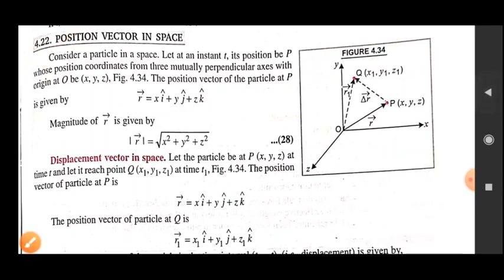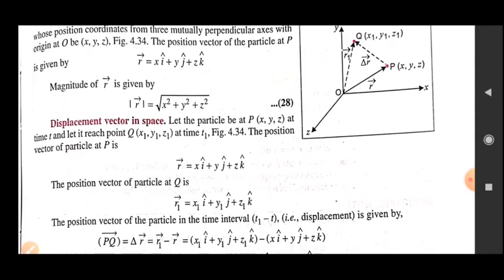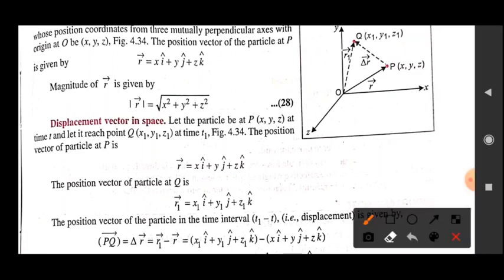Now let's see the next one, the displacement vector in space. Suppose we have a particle at P, and at some later time it reaches point Q. In the same figure, you can see P reaching point Q, which has coordinates x1, y1, z1. The position vector of point P can be written as r equals xi plus yj plus zk, while the position of the particle at Q is x1i plus y1j plus z1k. Here i is the unit vector, and x1 is the magnitude along that direction.